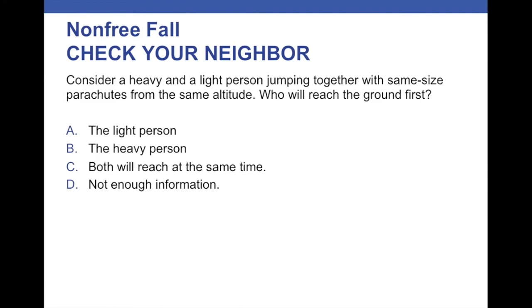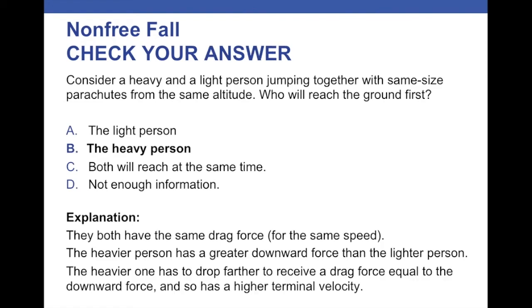Consider a heavy and light person jumping together with the same size parachute from the same altitude. Who will reach the ground first? That's correct. The heavy person, that's because the resistance is the same for both, because they have the same size parachute. But the heavier person has more gravitational force. So it's not the same situation when you include air resistance.